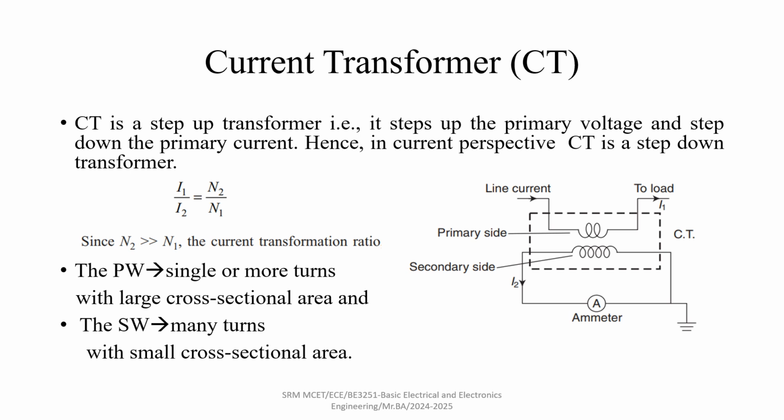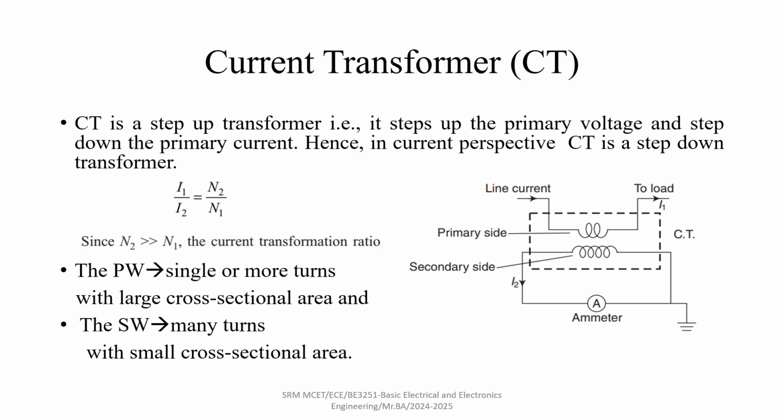Right, so we can see the diagram itself. There are two coils. One is a primary side coil, another one is a secondary side coil. The primary side coil has a few number of turns, whereas the secondary side coil has a large number of turns. The primary side coil is connected with the line current, whereas the secondary coil is connected to our measuring instruments like an ammeter.